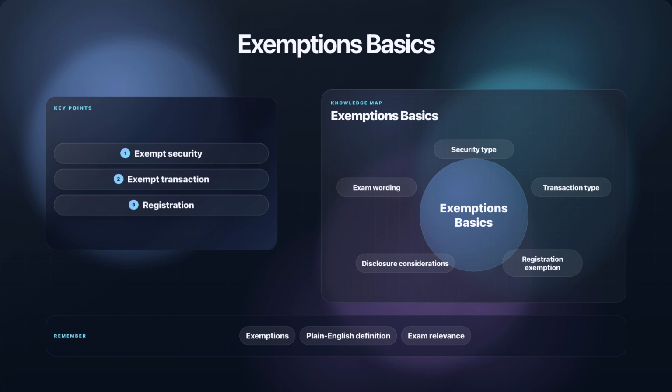The main idea is simple. An exemption may apply because of the type of security or because of the type of transaction. Your goal is not to memorize isolated words. Your goal is to understand how the concept works inside the securities industry.